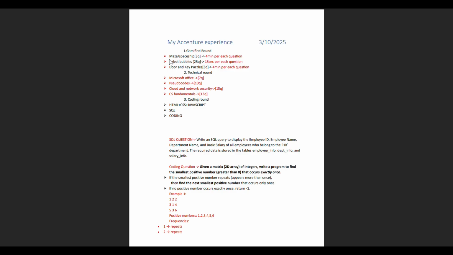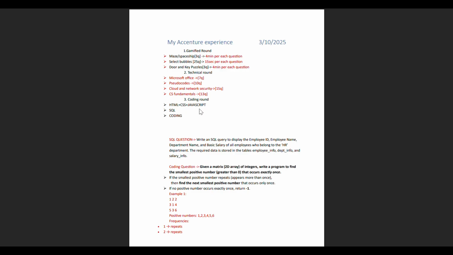7 to 8 questions are from front-end technologies like HTML, CSS, JavaScript, MCQs based. So this is the sequence that you need to follow while you're preparing for the Accenture technical round. First prepare pseudo code, and then cloud, and then CS fundamentals, and in the end you have to move on to preparing Microsoft Office. And coming to the coding round, the coding round involves 3 subsections: front-end technology one, database one, and then backend, which is coding.